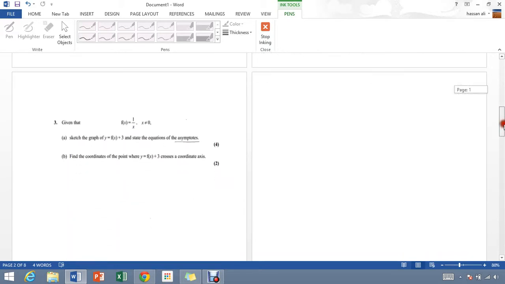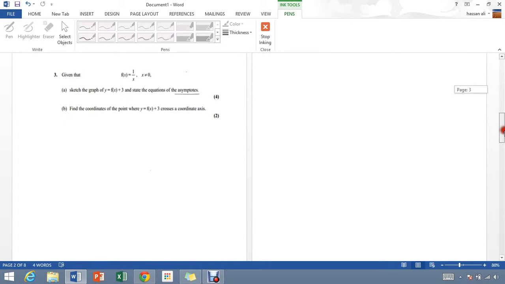Okay, moving on to question 3. You're given that the function f of x is 1 over x, and you've got to sketch a graph of f of x plus 3. What this means, in essence, is 1 over x plus 3. Now the graph of 1 over x will just look like this. So that's y equals 1 over x. What they want you to do is draw this one here.